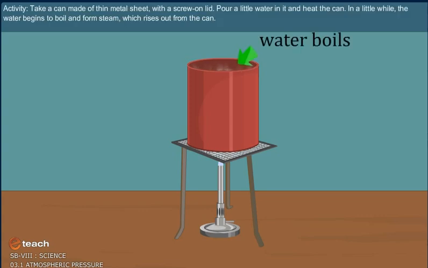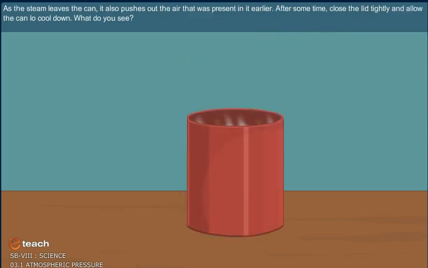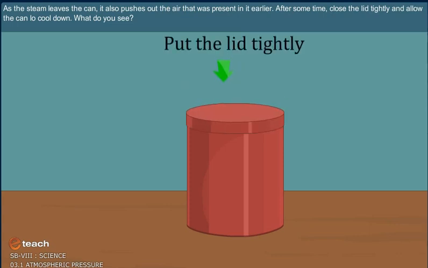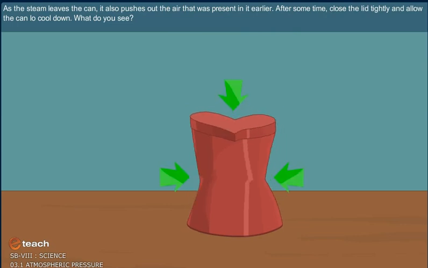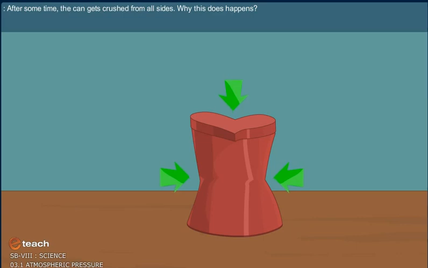Activity. Take a can made of thin metal sheet with a screw on lid. Pour a little water in it and heat the can. In a little while, the water begins to boil and form steam, which rises out from the can. As the steam leaves the can, it also pushes out the air that was present in it earlier. After some time, close the lid tightly and allow the can to cool down. What do you see? After some time, the can gets crushed from all the sides. Why does this happen?